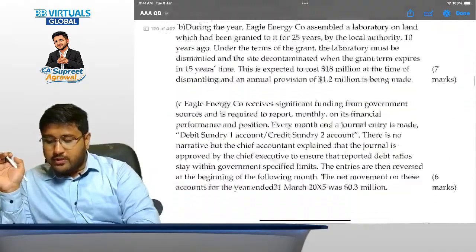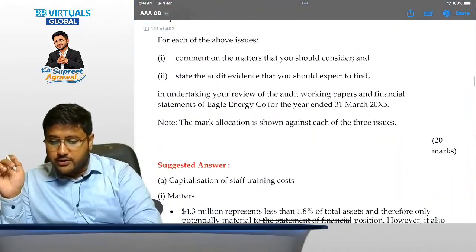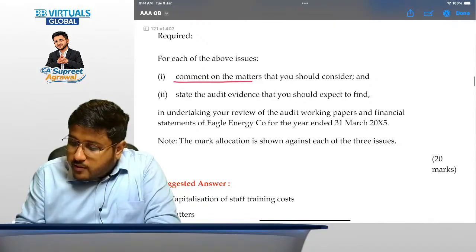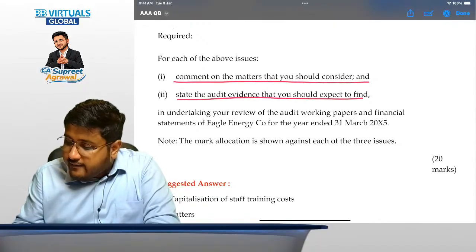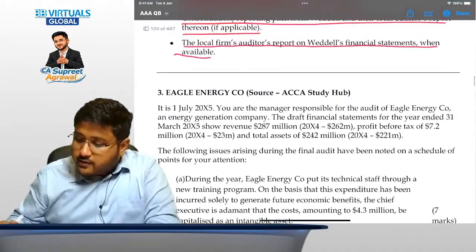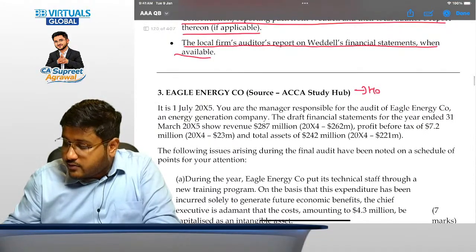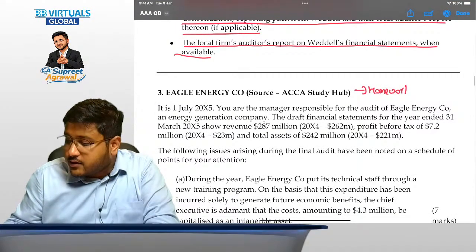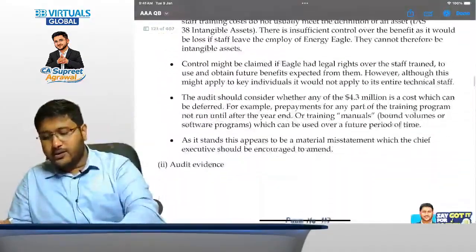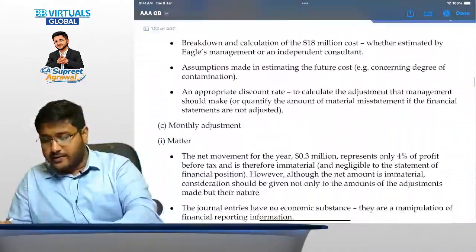When we talk about question number 3, it's a small question, not a very big question, but again a similar question. Comment on the matters that you should consider and state the evidence that you should expect to find. My dear friends, this is a homework question because it asks you to do a similar thing. You can do the similar thing. Just in case you face any trouble, please let me know.